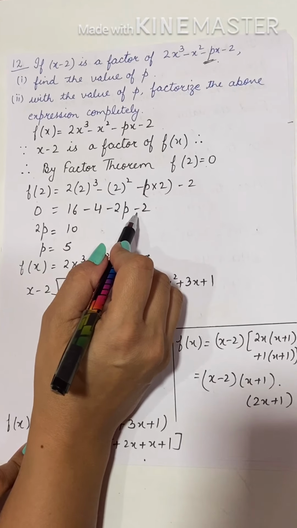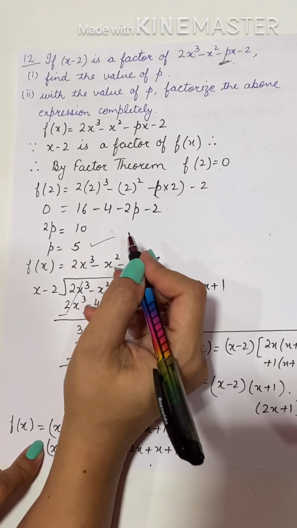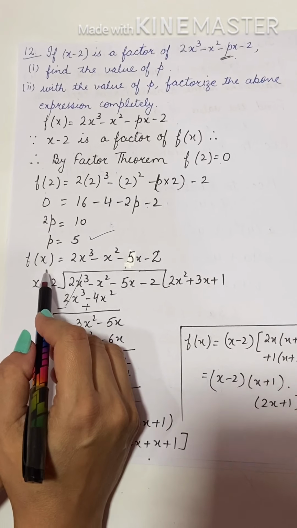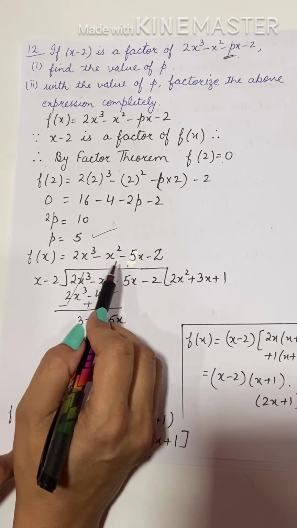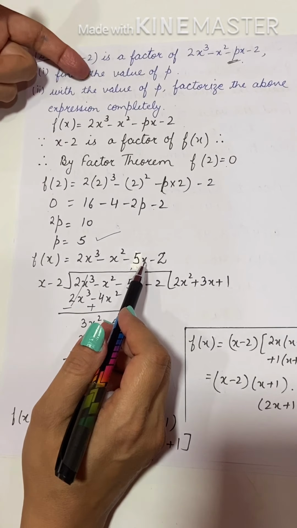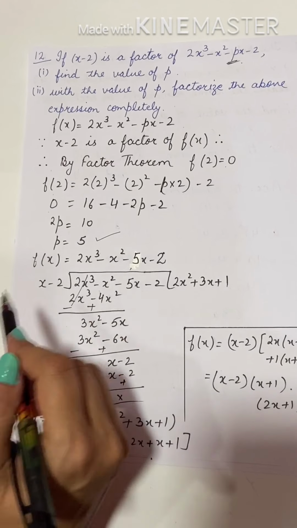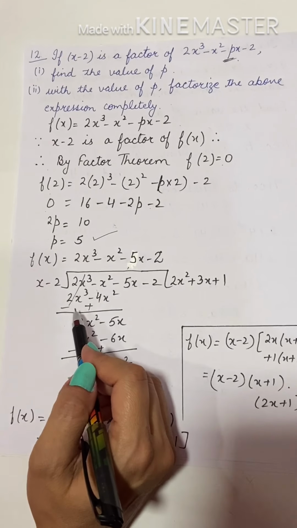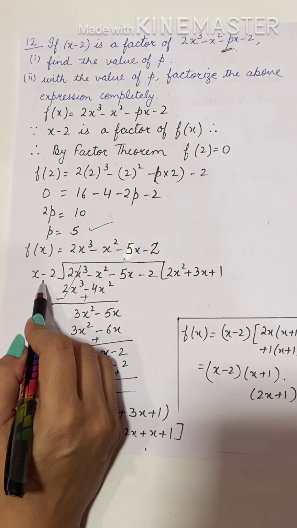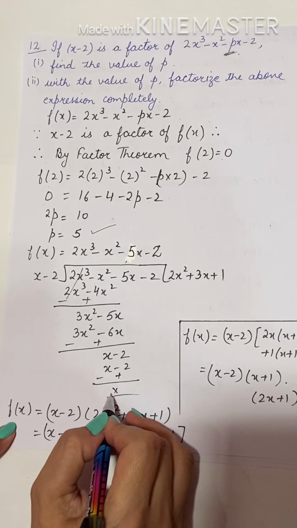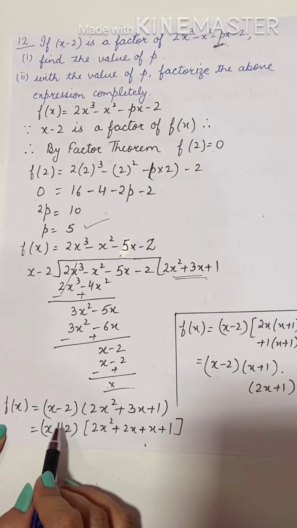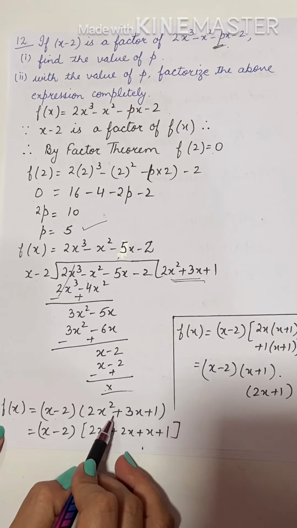We are getting a linear equation in p and this gives you the value of p is equal to 5. Now the given polynomial becomes f(x) equals 2x cube minus x square minus 5x minus 2. With the value of p, we have to factorize it also. So I am using the same method which we did in the previous question. Divide the given polynomial by x minus 2. The remainder is coming to be 0 and this is the quotient we are getting. This means f(x) can be written as the divisor into quotient.